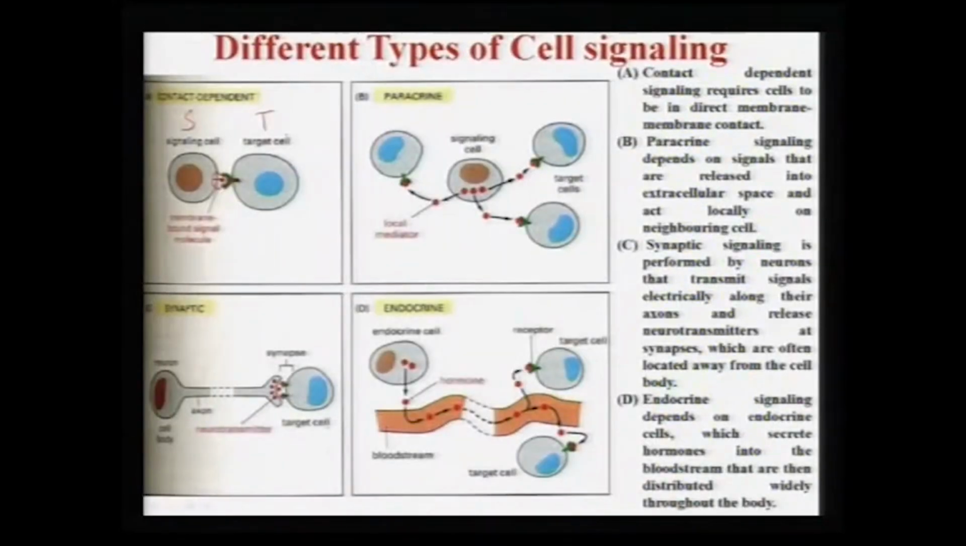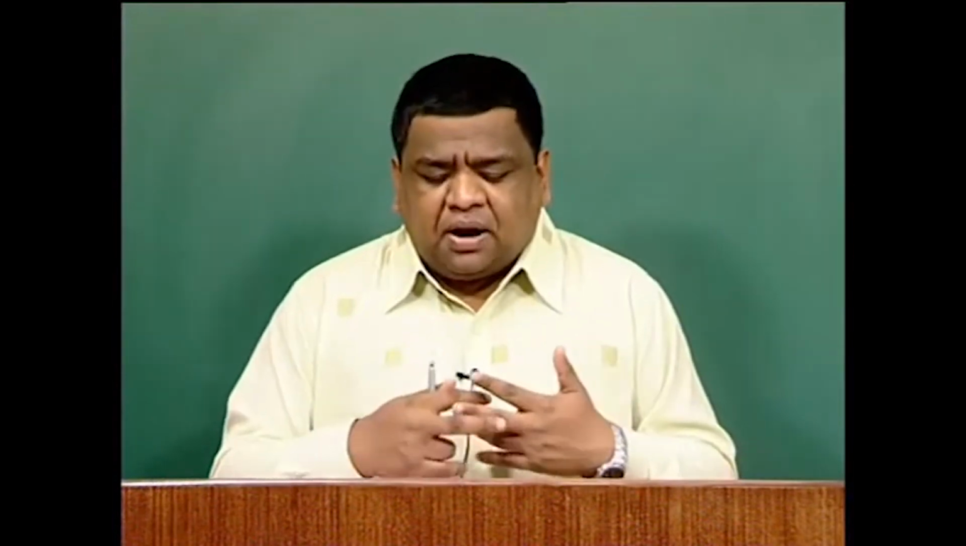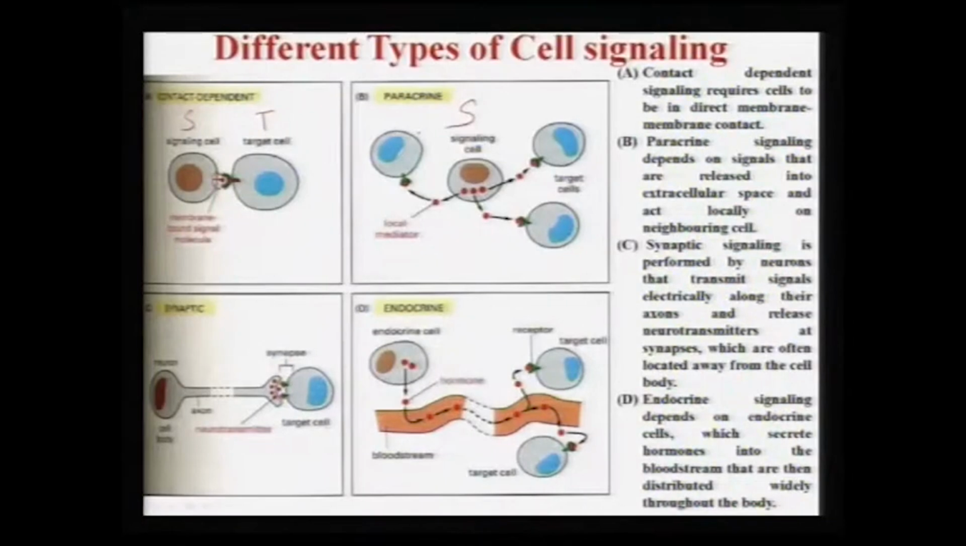So, this is contact dependent, where two cells are in direct contact. Among various cell types, the cell type that comes to mind where contact dependent signaling takes place is endothelial cells. Endothelial cells are arranged like this, and this is your signaling cell S. Now, there are 2, 3 different target cells. This is one target cell, this is another target cell, this is T1, this is T2 and this is T3. Now, these are all eukaryotic cells, as you can see.